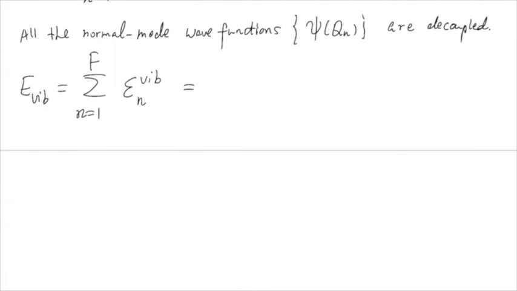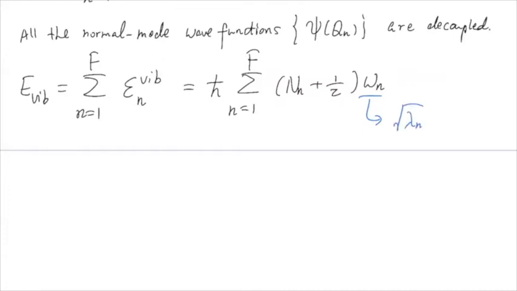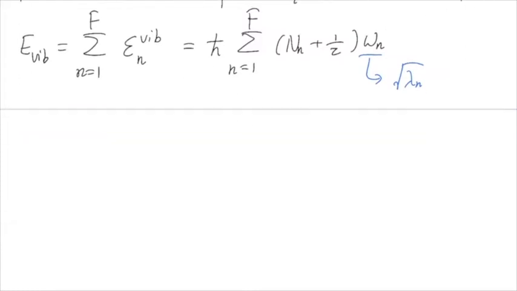All right. So the solution can be written as h bar summation n from 1 to F, capital F, the internal degrees of freedom, (N plus 1/2) omega n. Omega n is the angular frequency, which is square root of lambda n. Lambda n is the eigenvalue for the secular determinant. And capital N, of course, this is quantization. So capital N is the quantum number for the nth normal mode, which is 0, 1, 2, 3, etc.